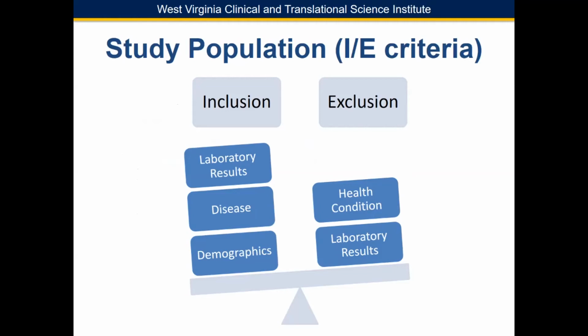So let's look at that a little bit more, and we're going to look at it through study population. So I have my inclusion, exclusion criteria there. For my inclusion and exclusion, it's really looking at a detail in the balance, right? So that's why I have it on scales there.